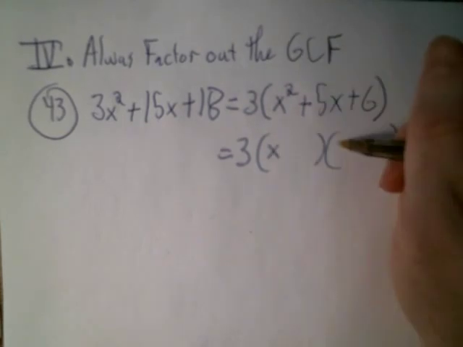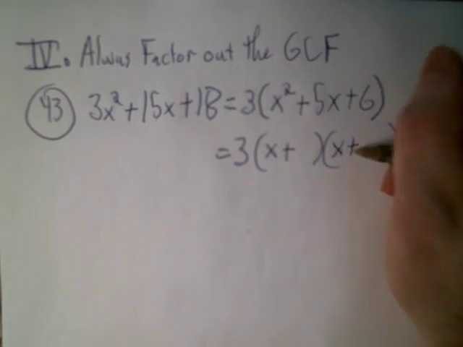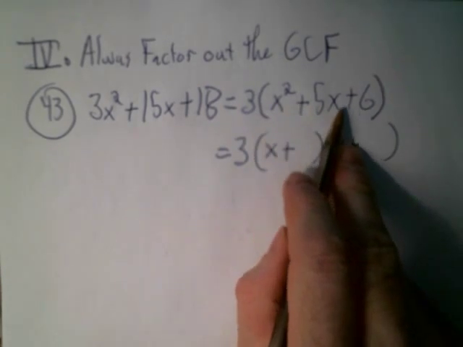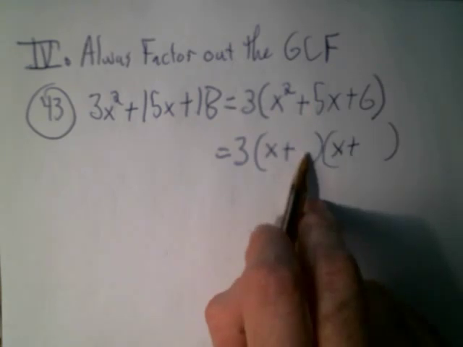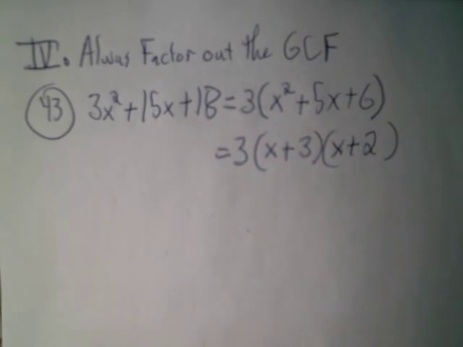So I'll have an x here and an x here. The signs have to be plus plus. And numbers that multiply to be 6, but add to be 5. So 6 and 1 will add to 7. That won't work. 3 and 2 will add to 5, though, so that will work.